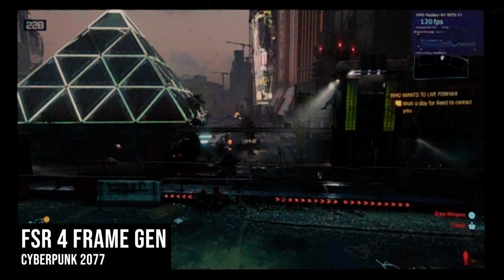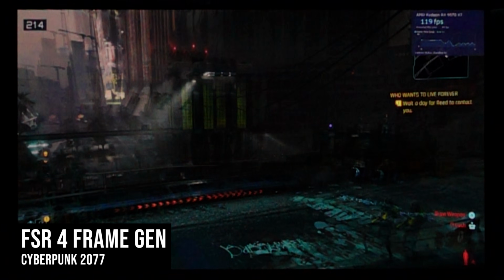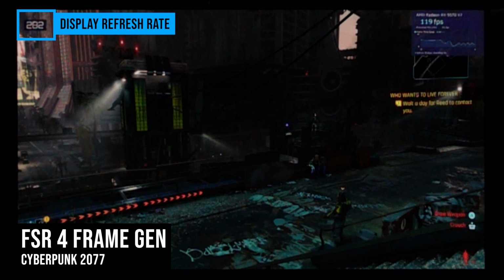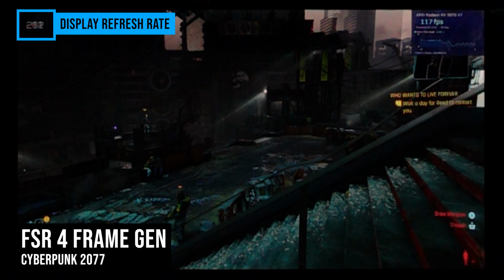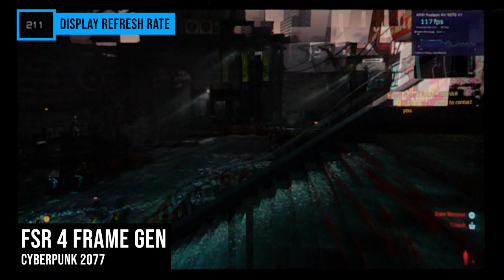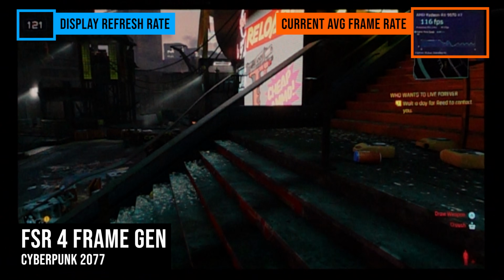Here's Cyberpunk 2077, and we have a couple of hard to see frame counters on the screen. In the top left corner, we have the refresh rate of the display, as reported by the MSI MAG321 UPX that I'm using here. And then in the right corner, we have PresentMon showing the current in-game average frame rate.